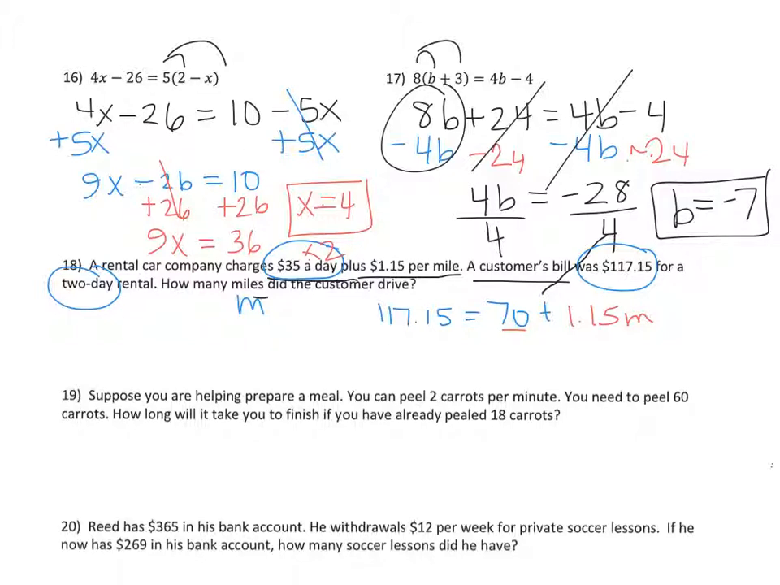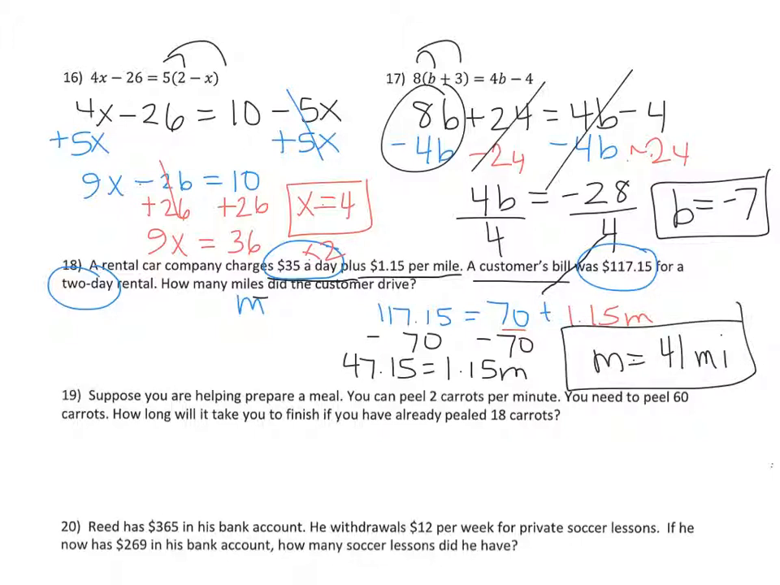So to solve for m, you're going to subtract 70 from each side. So I'm going to do 117.15 minus 70, and I get $47.15 equals 1.15m. Then I'm going to divide both sides by 1.15, and I get 41 miles. So don't forget to put a unit on. 41 miles.